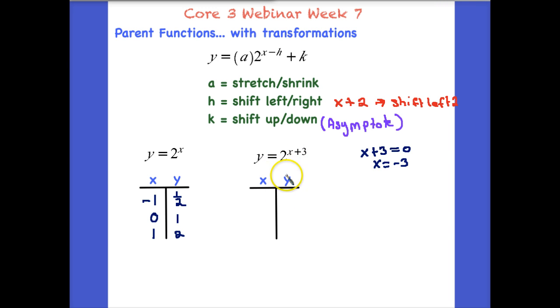All right, you guys, so we know we're going to shift left 3. So that means that we're going to take all our x values and we're going to subtract 3 from them. So instead of having a -1, we're going to do -1 minus 3, which is -4. And then instead of 0, we're going to do 0 minus 3, and that's -3. And then 1 minus 3 is -2. So all we did is we shifted all of our x values to the left by 3. And then our y values just stay the same. So we get 1/2, 1, and 2.